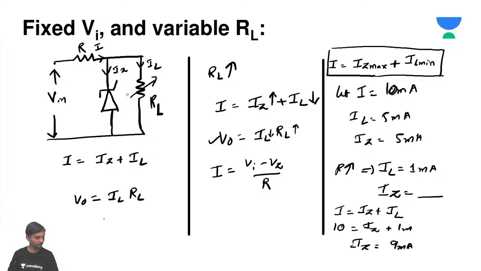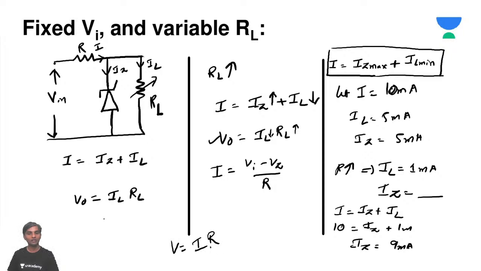Are you getting my point? Remember, the multiplication of IL and RL should be constant. So when RL is increasing suddenly, definitely IL should decrease. Don't get confused by what I'm saying here. As the RL value is increasing, we have concluded that this voltage is constant at Vz. If this Vz is constant, obviously the voltage drop across RL should be Vz only. We know the formula V equals I into R.